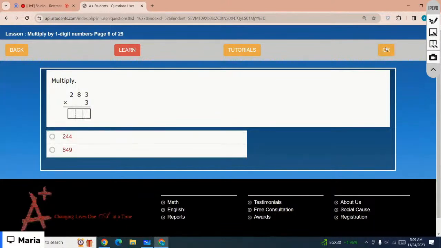Okay, 283 times 3. Which is the correct option? That is option number 2. 849 is the correct option. 283 times 3 is 849.